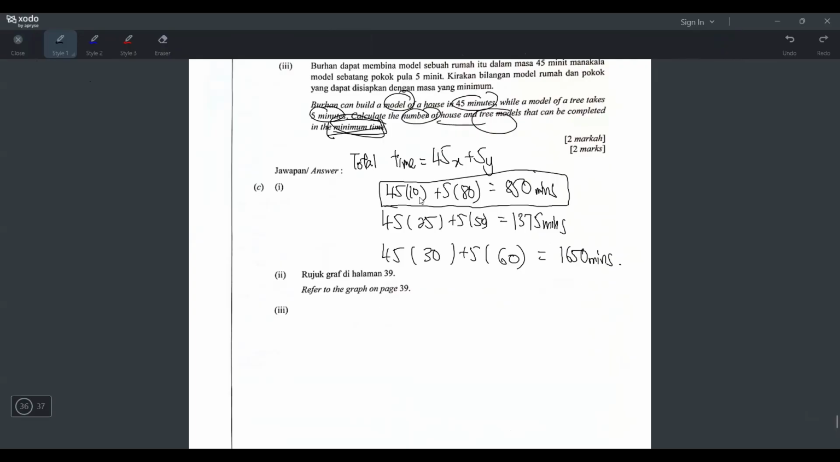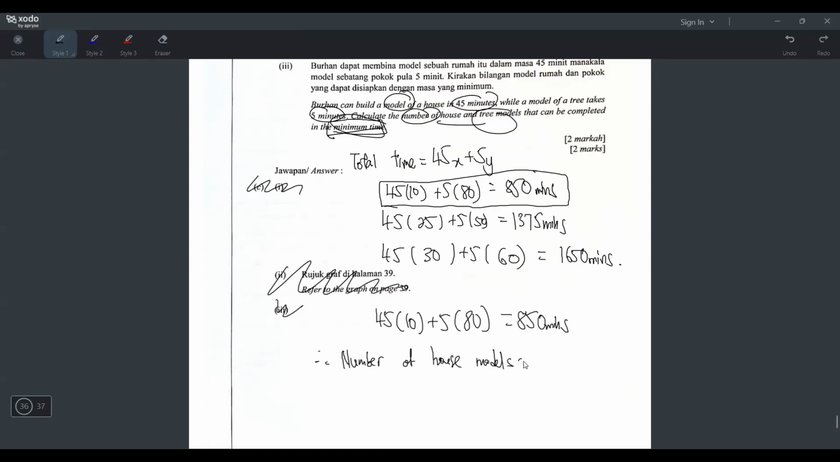Okay, I think I will write this down again. So this one ignore this. So I will write this down again. 45 times 10 plus 5 times 80 equals 850 minutes, right? And then after I write this down again, I will write down the number of house and tree models, right? So number of house models and then number of tree models.